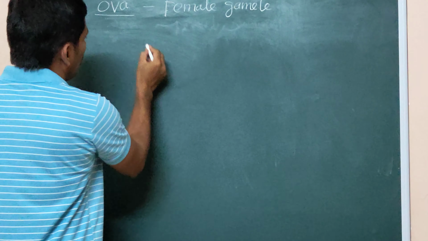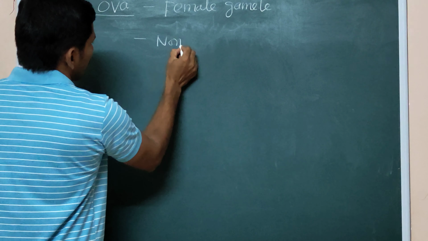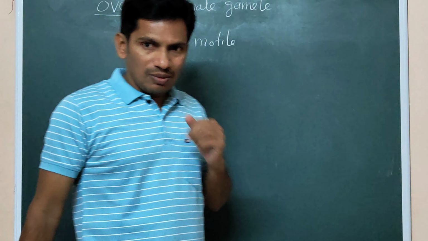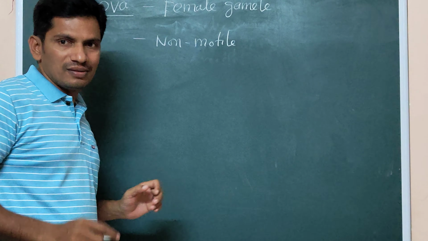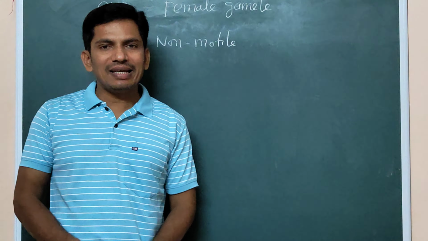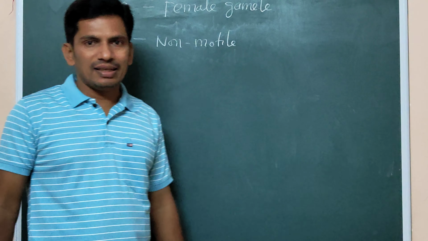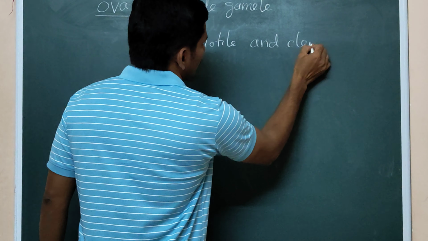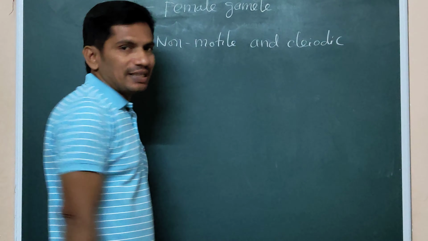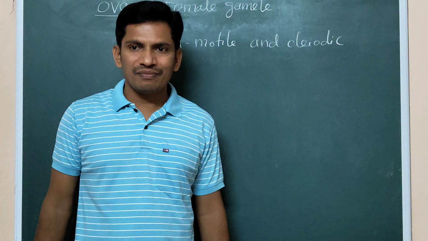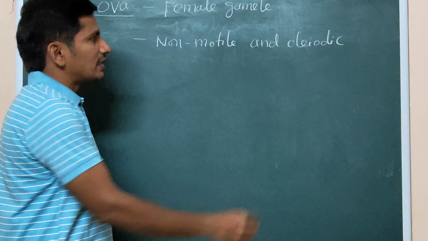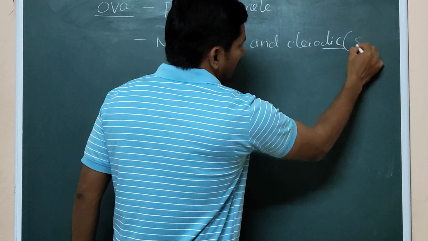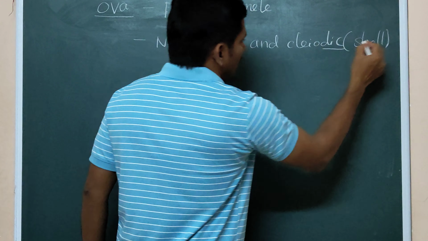The female gamete, the ovum, is non-motile and pellucid. Pellucid means it has a shell. It is covered by the shell.